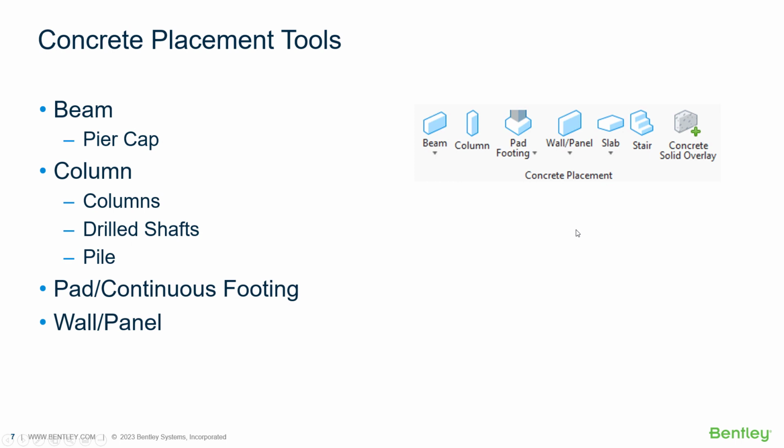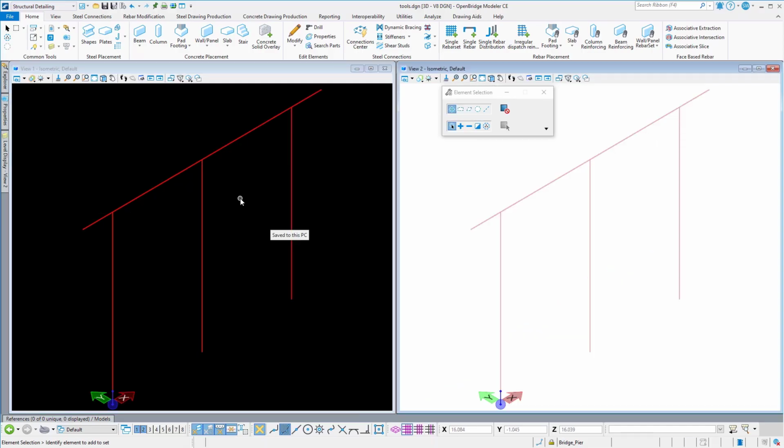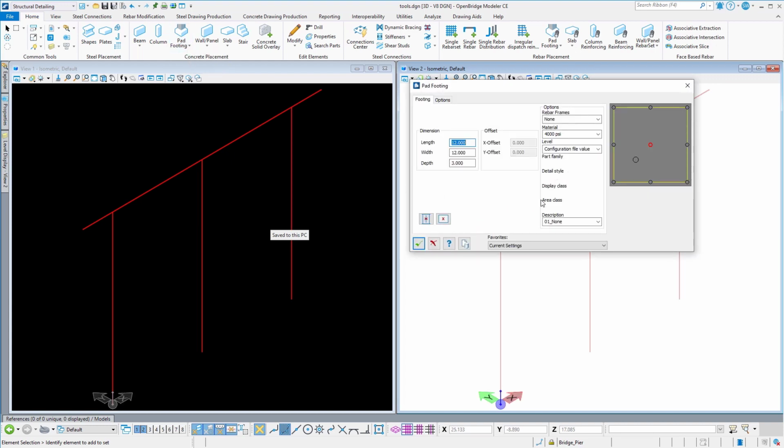Now, there are some concrete placement tools in ProConcrete, and if you've not started actively modeling structures yet, you will need MicroStation solids for placement of the reinforcement. It's all placed relative to those faces with the cover that you specify. So let's take a look at how we can generate some basic footings, columns, and a cap with these tools.